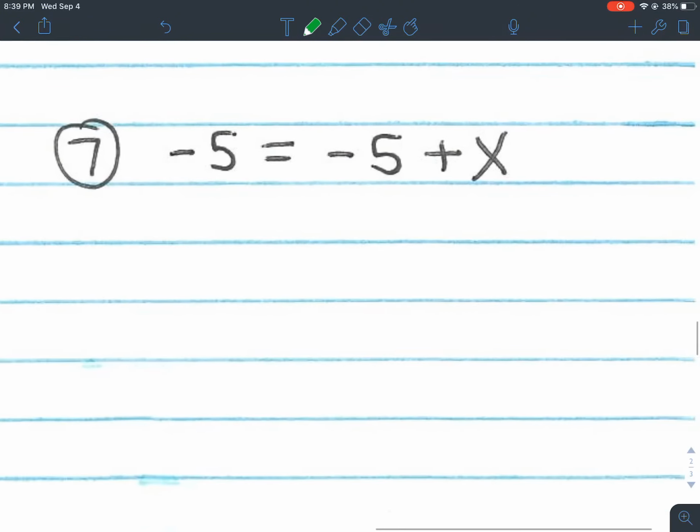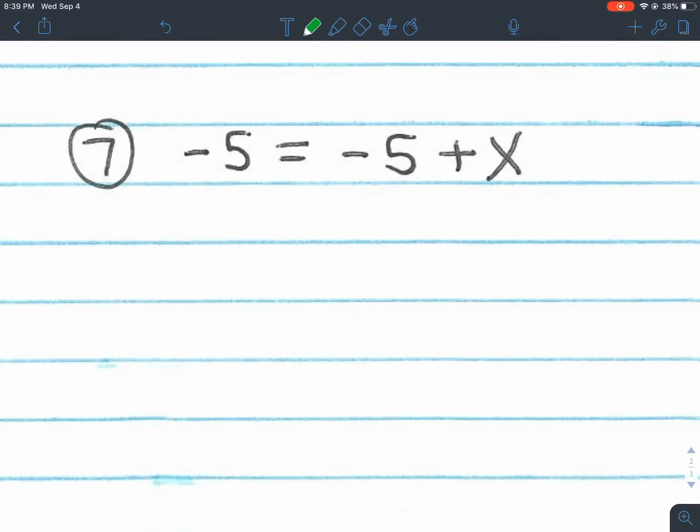All right, and our very last example here, negative 5 equals negative 5 plus x. Well, what's hindering my x from being by itself over here? So if you notice, this is kind of flipped. It's backwards a little. Our x has been on the left so far, and now it's on the right. But what's hindering my x to be by itself? I have a negative 5 attached. How do I get rid of a negative 5 on this side? Can I move it to get x by itself?